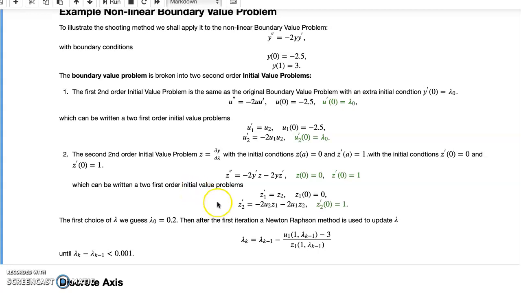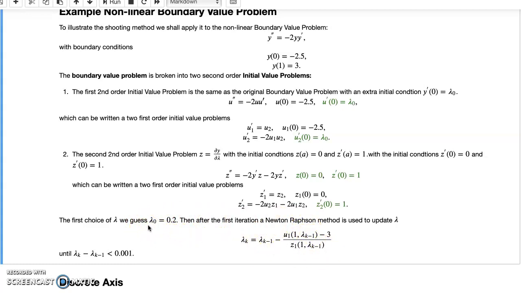Now, what we have here though is this new equation has y's in it. So when we discretize it, we actually have to use the solution from the previous differential equation in our new initial value problem. That means we have to solve everything together at the same time, and we have to do one full iteration of that. And then we get our new lambda.